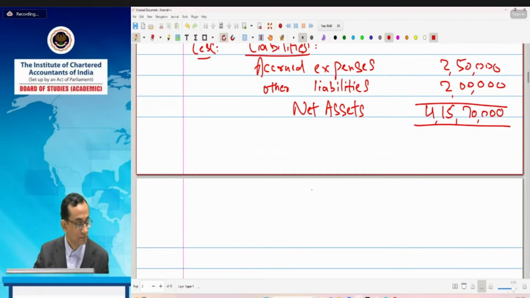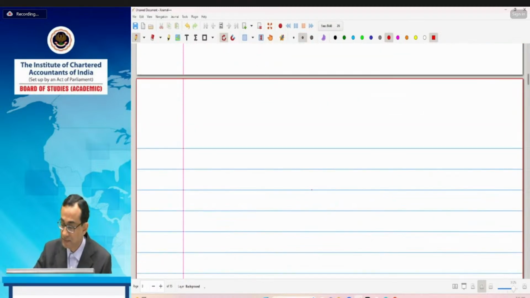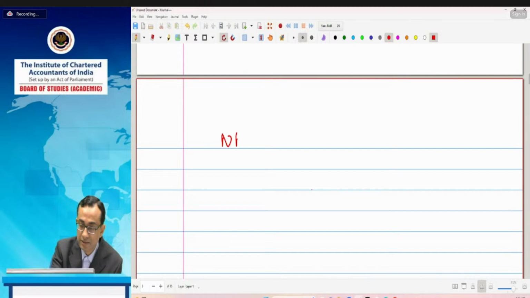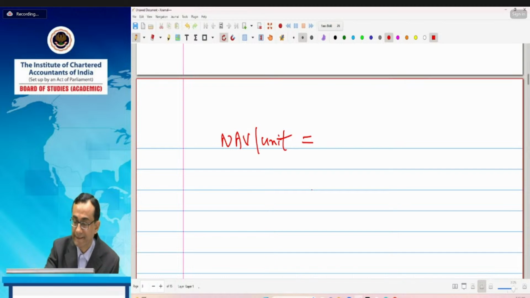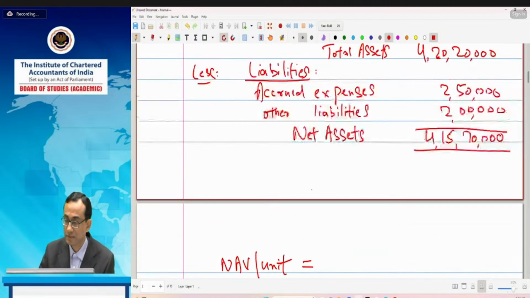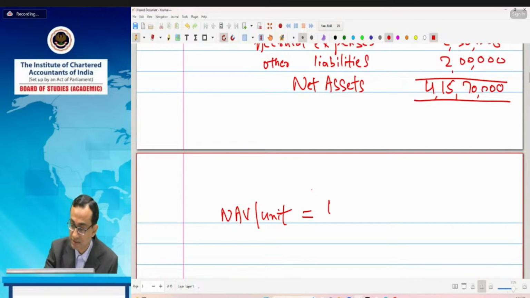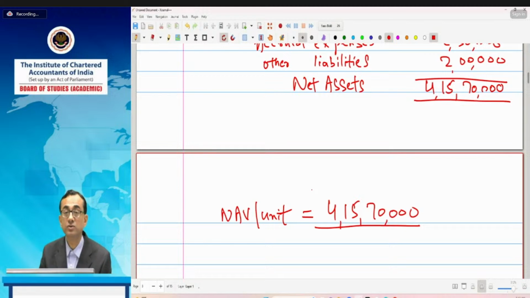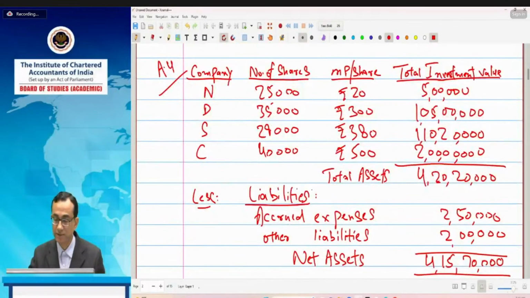So now calculate the net asset value per unit. You have to calculate NAV, net asset value per unit. So it will be total net assets, that is 4 crore 15 lakh 70,000, divided by the outstanding number of units. So what is NAV? Total assets minus total liabilities, which we have already calculated. From total assets, we deduct the total liabilities. The final figure is 4 crore 15 lakh 70,000.